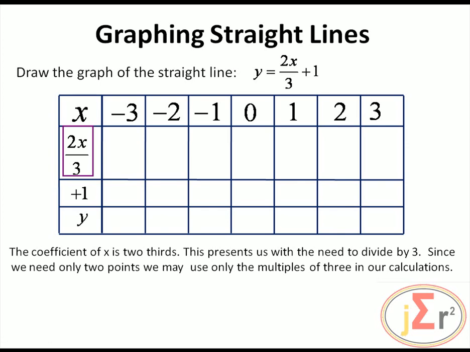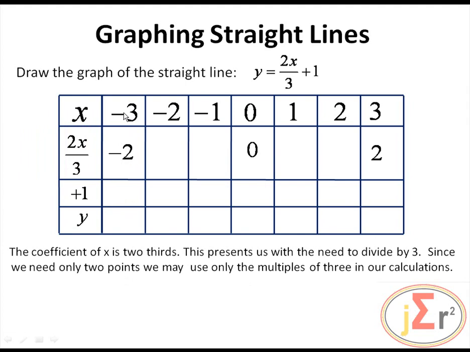Notice that the coefficient of x is 2/3. We have it right here. So the coefficient of x is 2/3. This presents us with the need to divide by 3. Since we need only 2 points, we may use only the multiples of 3 in order to calculate whatever we are doing. Right. So we do not need to put anything else in the table. We just need to concentrate on the columns of the table that has something.